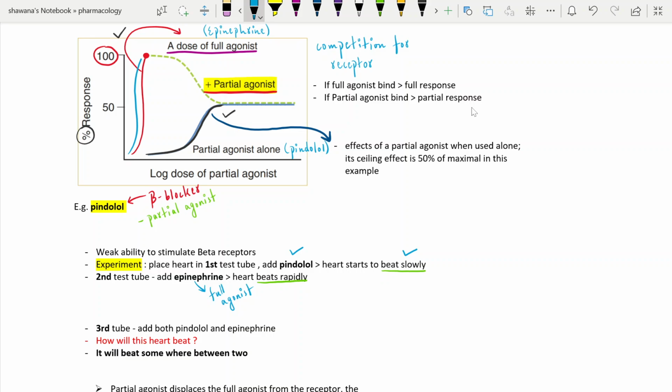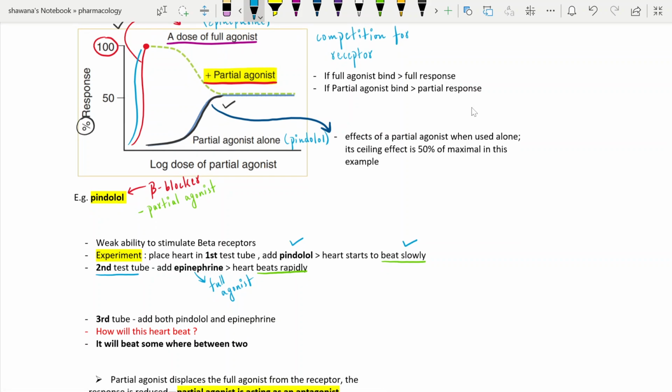In the second test tube, we add the heart and we add epinephrine on that heart. Epinephrine is a full agonist. It will cause the heart to beat very rapidly because it's a full agonist. It has maximal response capability. And in the third tube we are adding that heart, and now we are adding both the partial agonist pindolol and the full agonist epinephrine.